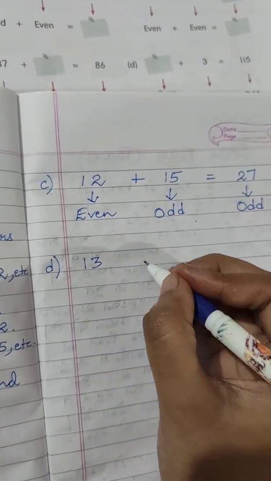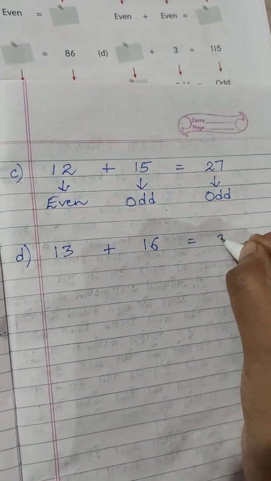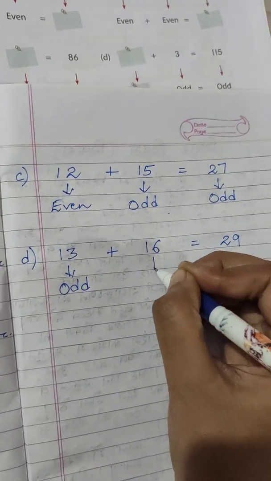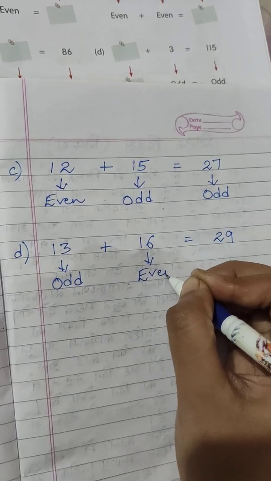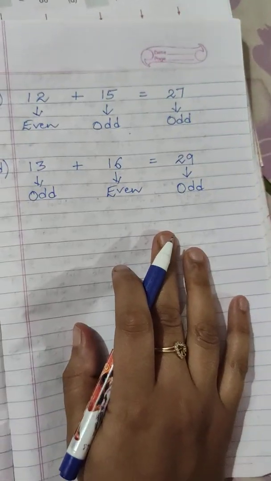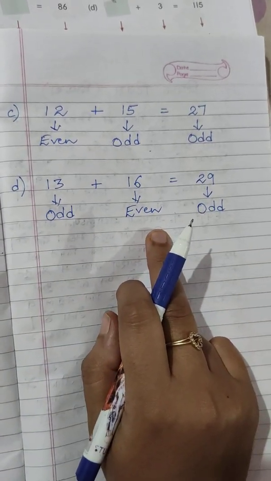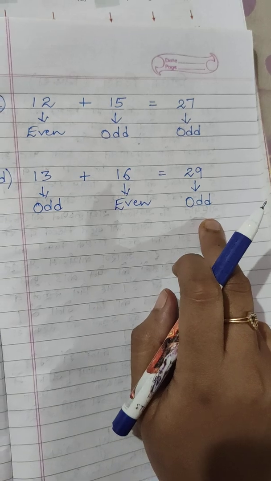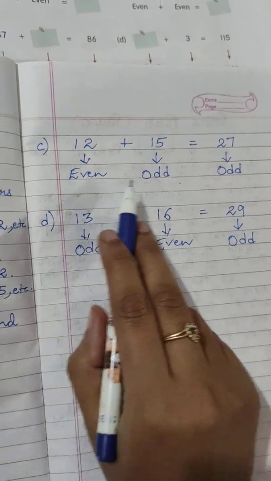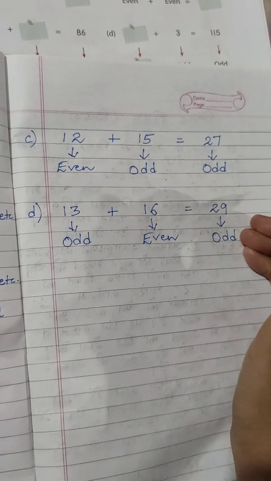Let's take one more example. 13 plus 16 is equal to 29. 13 is an odd number and 16 is an even number. And 29 is again an odd number. So children, just now we saw when we add an odd and an even number, the sum is always an odd number. So with both of these examples, we can say that the sum of an even and odd number or odd and even number is always an odd number.